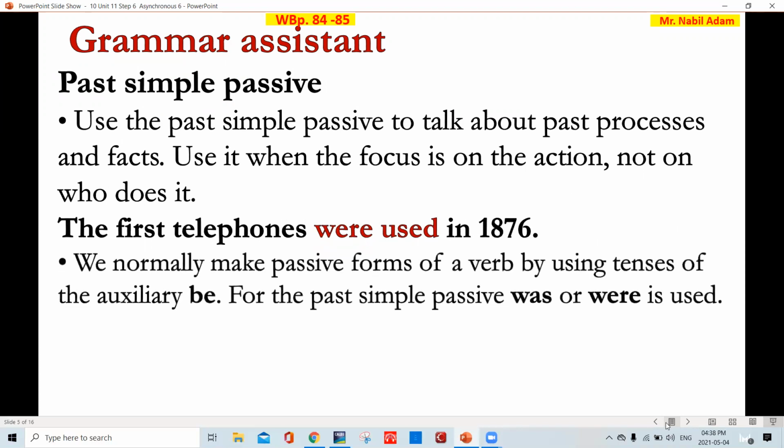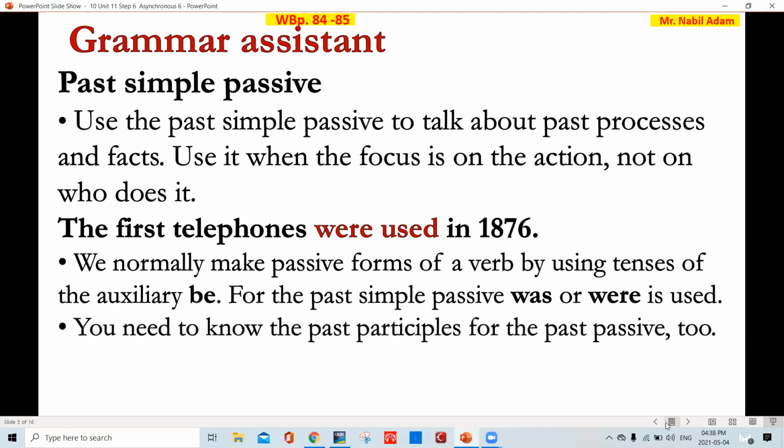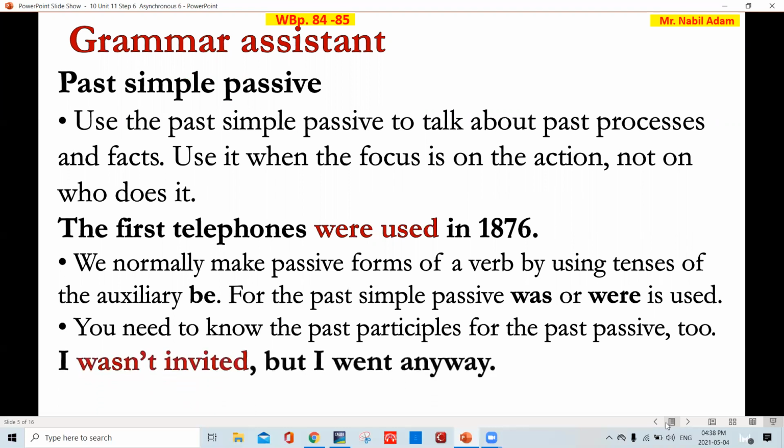We normally make passive forms of a verb by using tenses of the auxiliary verb. For the past simple, passive was or were is used. You need to know the past participles for the past passive too. يبقى لازم نعرف تصريفات الأفعال. التصريف الثالث لكل فعل ممكن يكون فعل عادي أو فعل شاذ. I wasn't invited, but I went anyway.